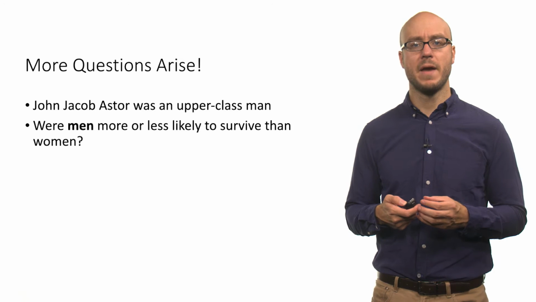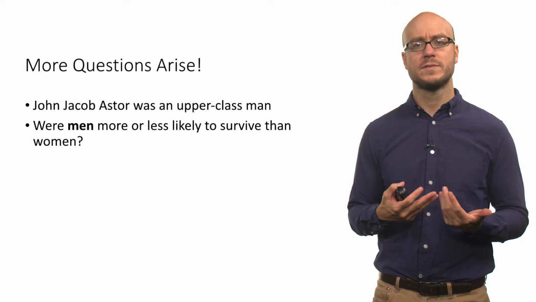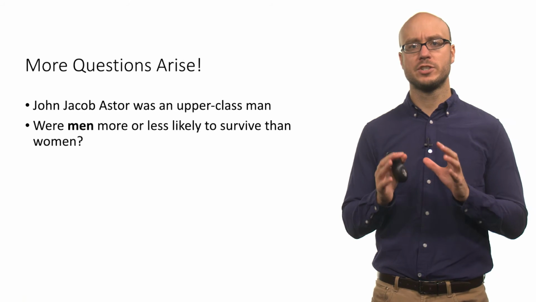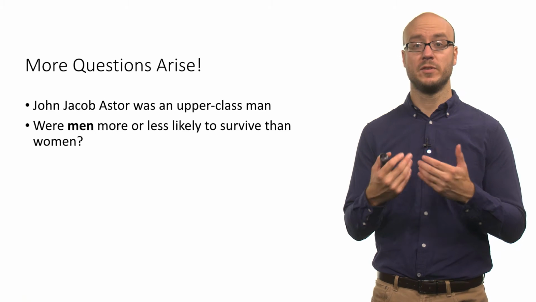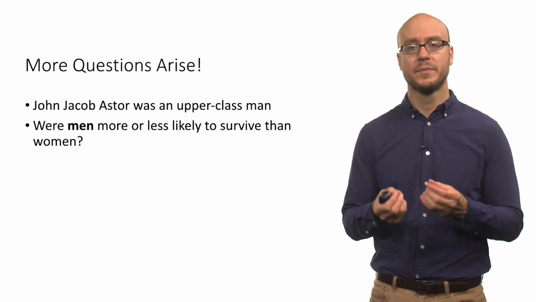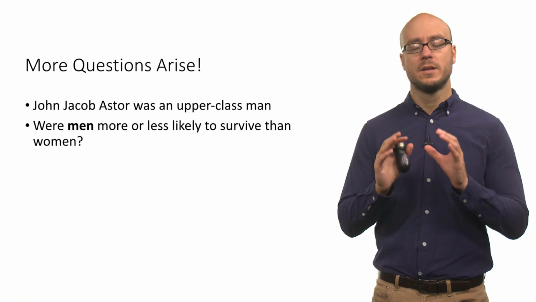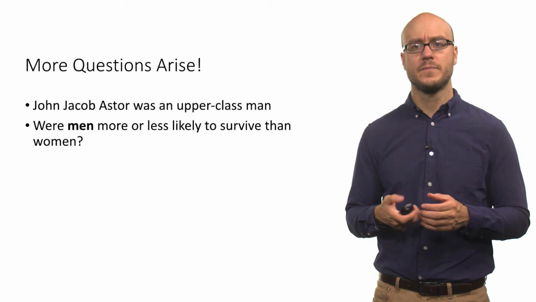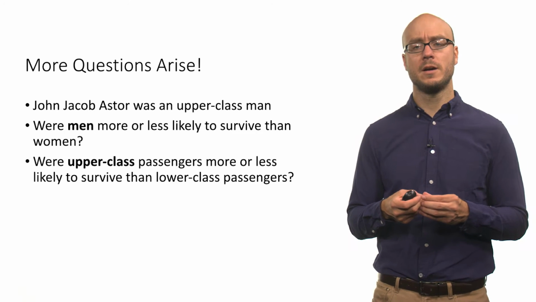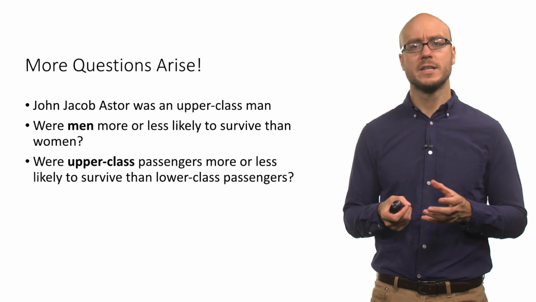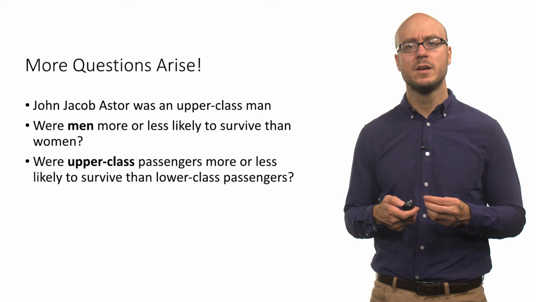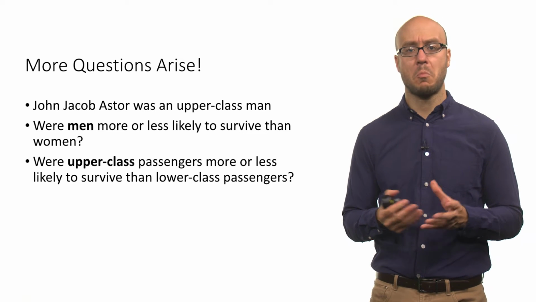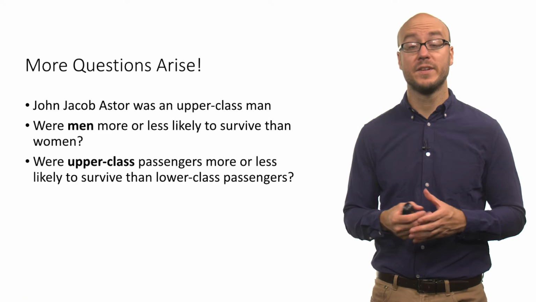He was an upper class man, and his wife survived, but he didn't. So were men more or less likely to survive than women? If you just look at John Jacob Astor and his wife, which really can be viewed as a bit of anecdotal data, you might wonder, were men less likely to survive on the Titanic than women, or what was really going on? You might also ask, were upper class passengers more or less likely to survive than lower class passengers? Because if you just look at John Jacob Astor, you might say upper class passengers were less likely to survive. They're more likely to die on the Titanic.